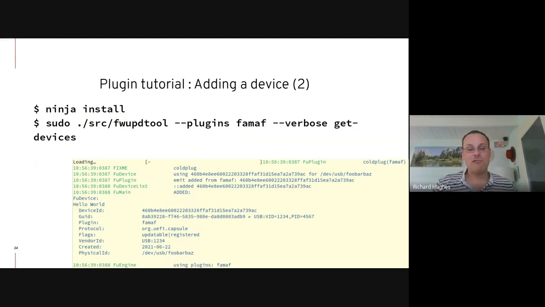So let's actually run that. Ninja install this time won't reconfigure the whole project and rebuild the whole thing because we've only changed the one source file. So we'll only compile that one thing, and then we'll link that one thing. And then we can run the same command as last time. So you can do up, up, enter, and do sudo fwupdtool plugins famaf verbose get-devices.